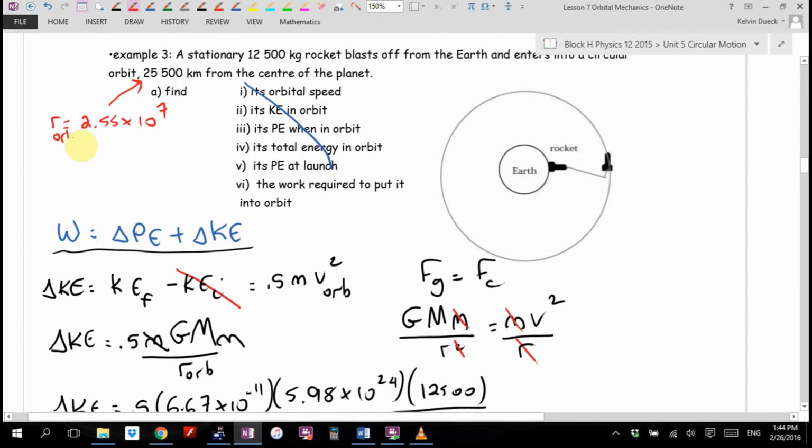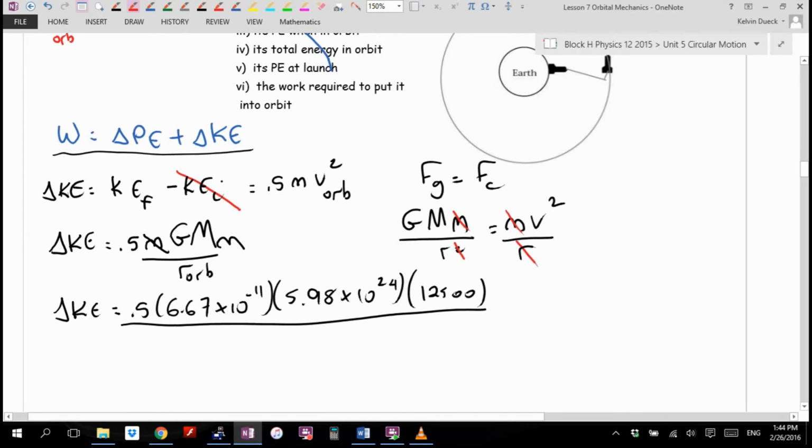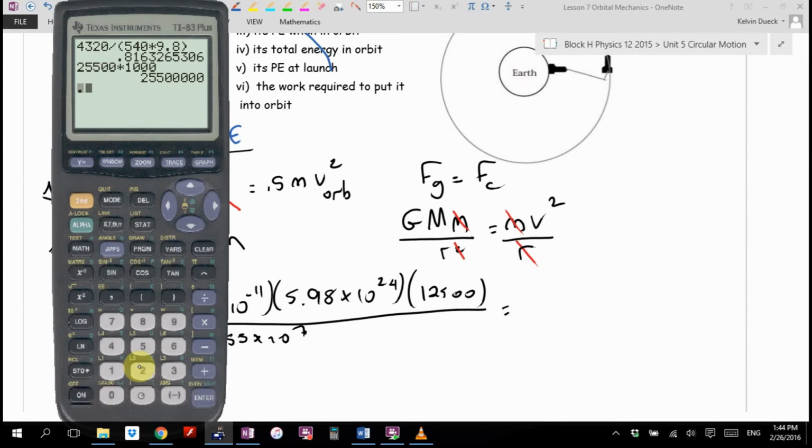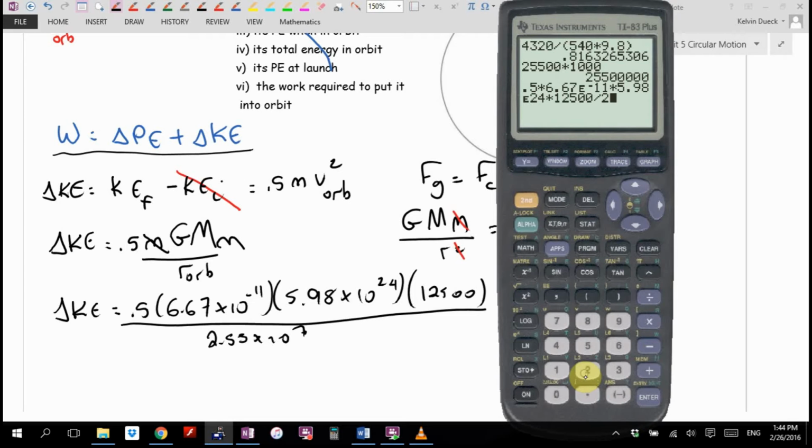How about R orb? Because R Earth, I don't want to get it confused accidentally, right? They're both R's. So down here is going to be 2.55 times 10 to the 7th. Alrighty. 0.5 times 6.67 times 10 to the negative 11 times 5.98 times 10 to the 24th times 12,500 divided by 2.55 times 10 to the 7th. I don't think I'm missing anything. No, I think I'll be good.